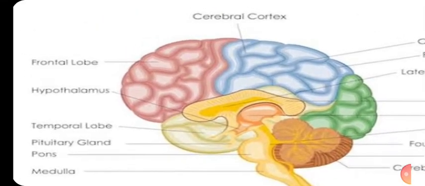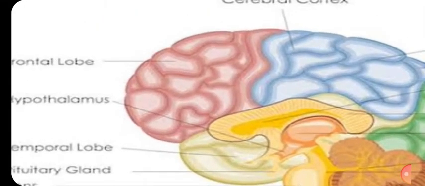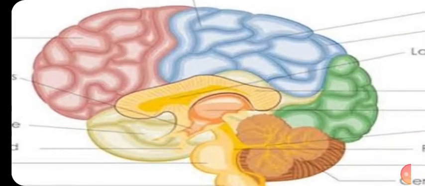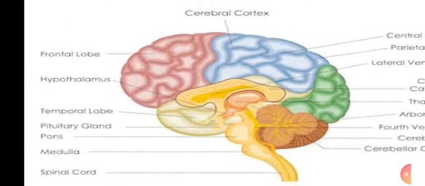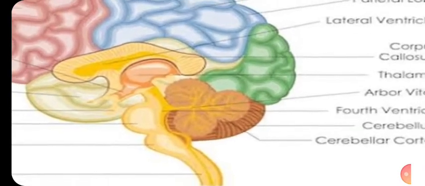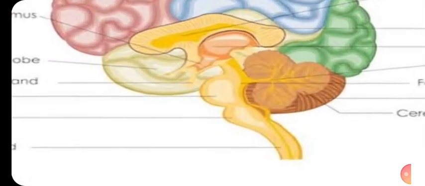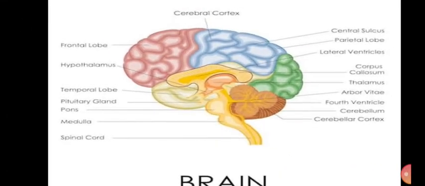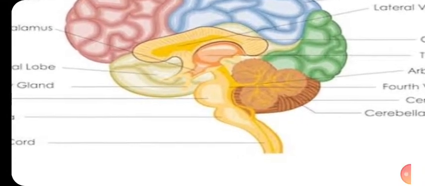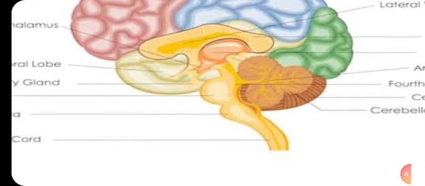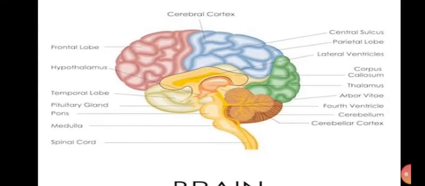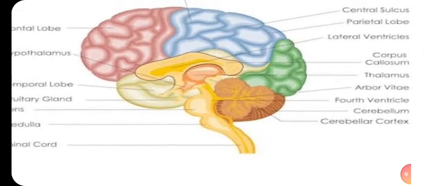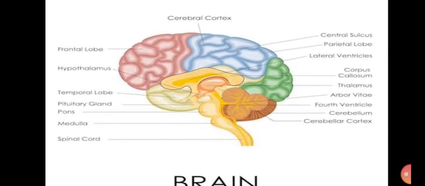As you can see, the red part, it is labeled as frontal lobe. The blue part is labeled as parietal lobe. The green part is occipital lobe. And the dull yellow color part is the temporal lobe. The bright yellow parts are some structures that are corpus callosum, the midbrain, pons, and spinal cord. Each of these parts has distinct functions.